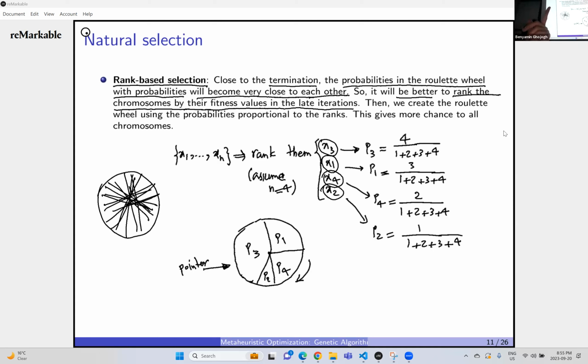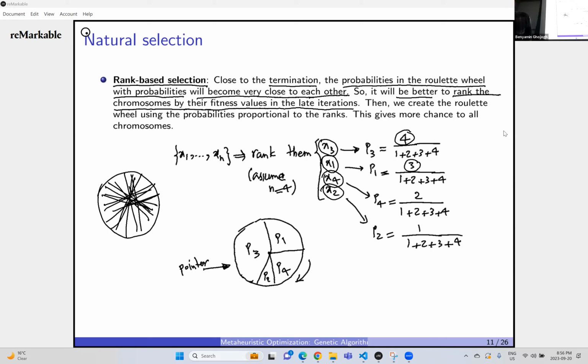But usually we set the number of children to be n again, because we don't want to decrease the population. So I rank the chromosomes and then I calculate the probabilities this way. I use that formula for making it behave like a probability on the ranks. So the first one has 4 scores, over 1 plus 2 plus 3 plus 4. The second one has the third score, 3 scores.